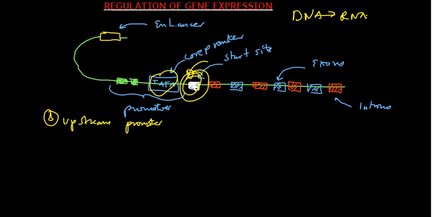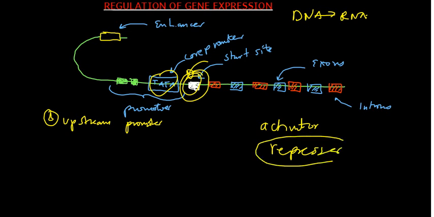For the upstream promoter, there are segments of DNA which are found upstream of the co-promoter, after the Tata box. They can also bind activator or repressor proteins needed to regulate gene expression. So these can bind either repressors or activators, and this is very important when it comes to gene expression: an activator or a repressor.